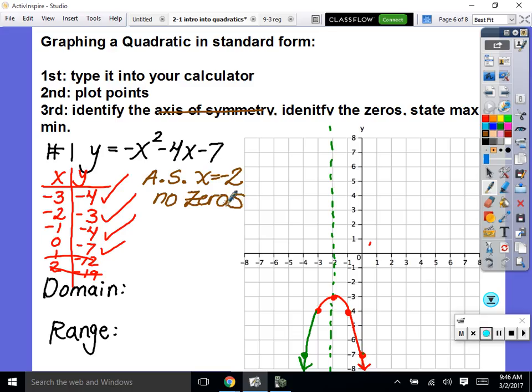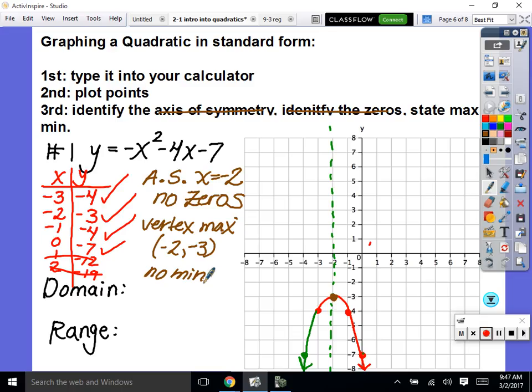And then it says state the max, state the min. So the max is, we do have a max. Isn't our max our highest point on the graph? Yeah. Our highest point on the graph is our vertex. So our vertex is our max, which is at -2, -3. So there's our max. There's no minimum. Isn't it going down to -infinity? So there's no min.